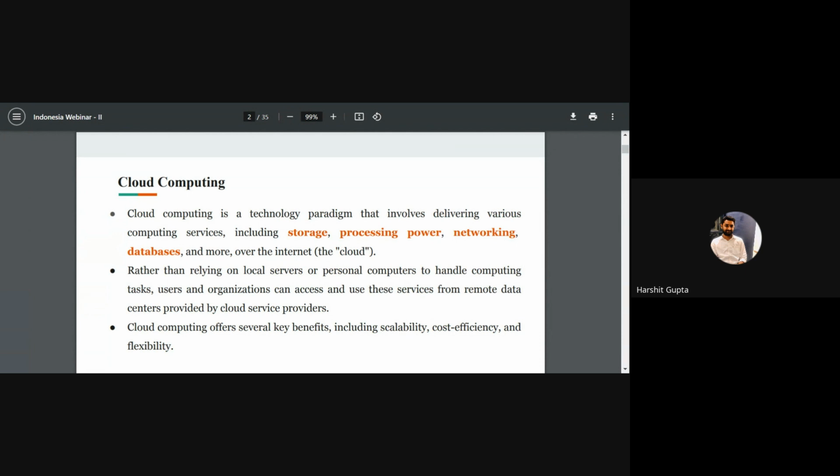Cloud computing is a technology paradigm which involves delivering various computing services, including storage, processing power, networking, database, and many more over the internet, and this we know as a cloud. Why do we say it is a cloud? It is not very well defined why we say it every time, but we can assume it as like the cloud which is accessible to everyone. Everyone can see the cloud, so it is approachable.